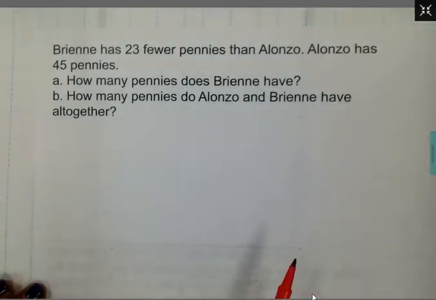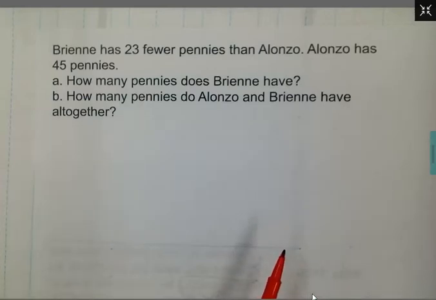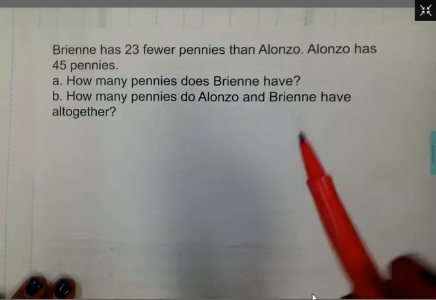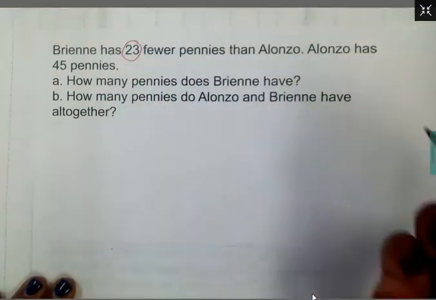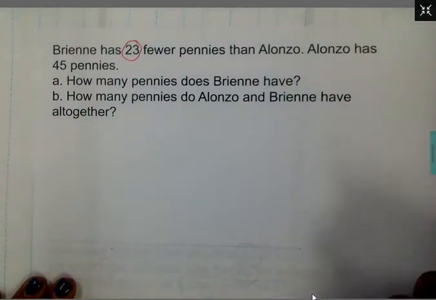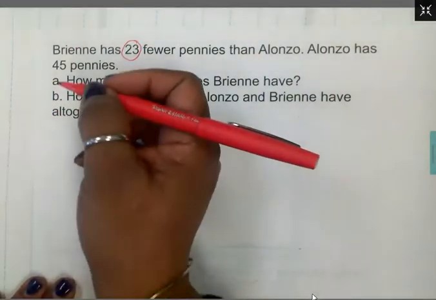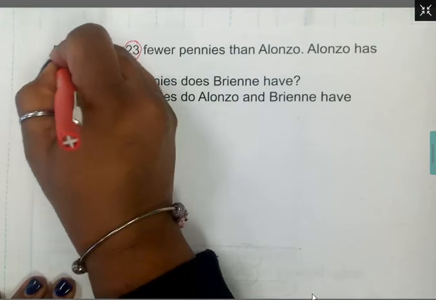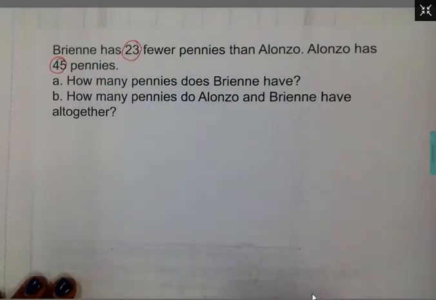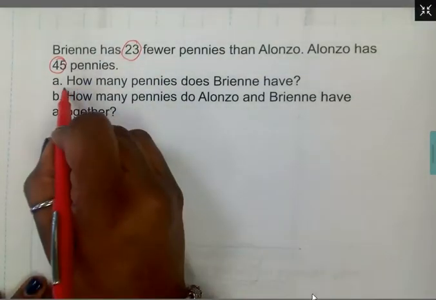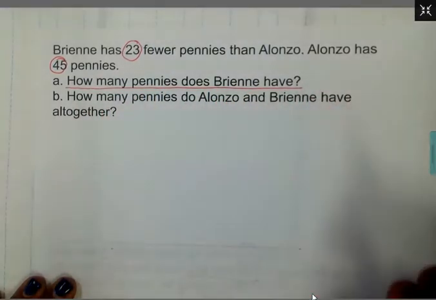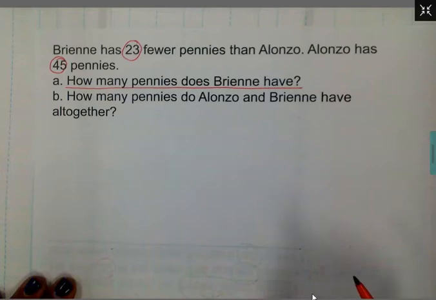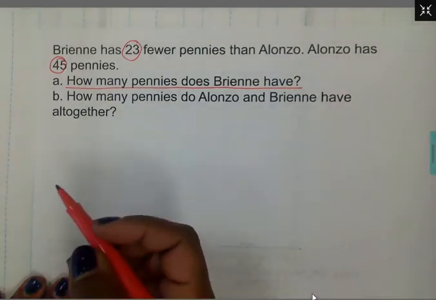So we have an A and a B, so we know that this will be a two-step problem. But let's go ahead and circle our numbers. Brienne has 23 fewer than Alonzo, and Alonzo has 45. All right, we're going to start working on question number 1. How many pennies does Brienne have?